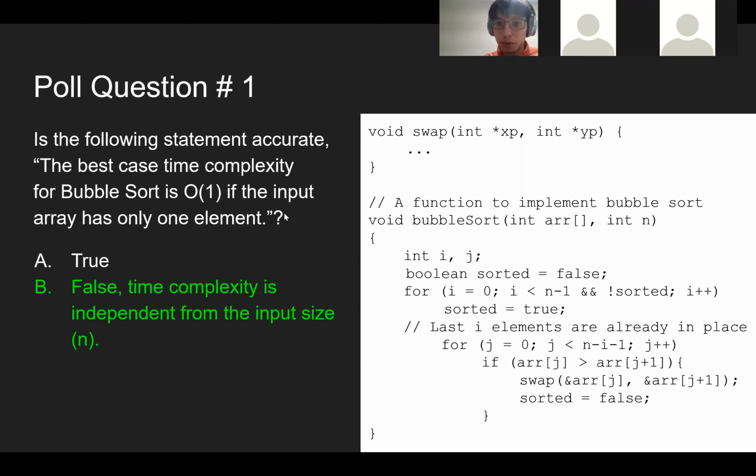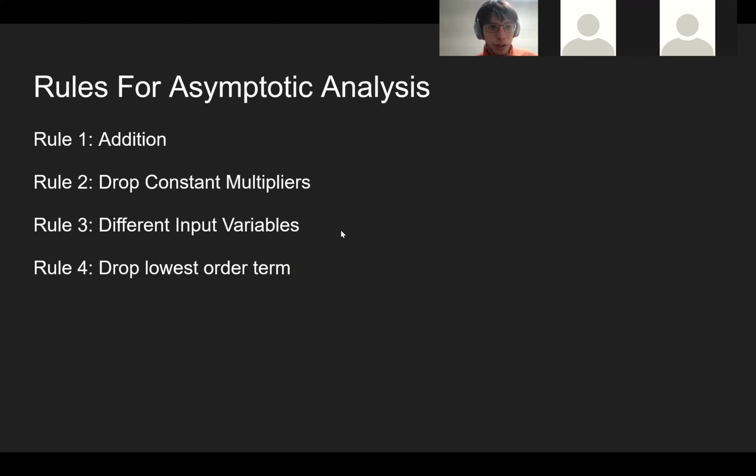Okay, yes, it's false, as we mentioned. Cool. Okay. So now moving on, we're going to talk about rules for asymptotic analysis. So rule 1 is addition, and we'll go through them. And then rule 2 is drop constant multipliers and so on.